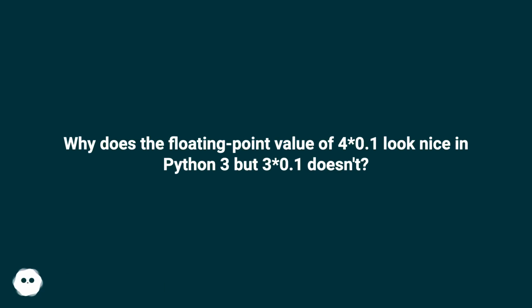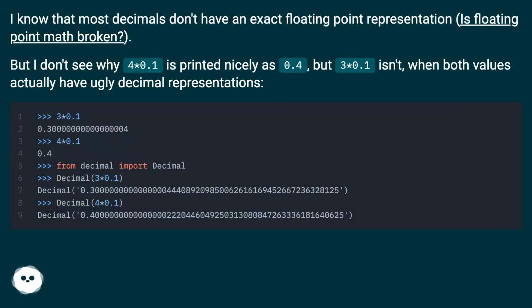Why does the floating point value of 4*0.1 look nice in Python 3 but 3*0.1 doesn't? I know that most decimals don't have an exact floating point representation. Is floating point math broken? But I don't see why 4*0.1 is printed nicely as 0.4, but 3*0.1 isn't, when both values actually have ugly decimal representations.